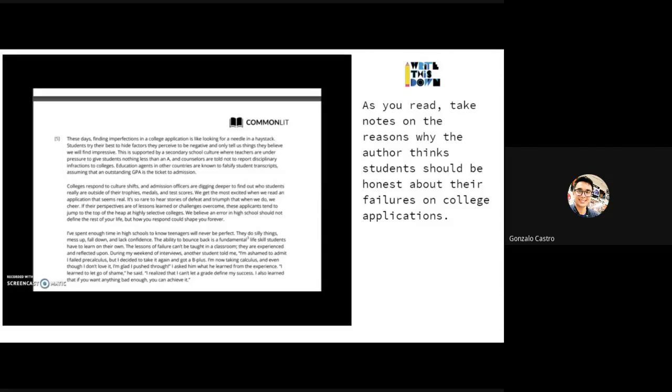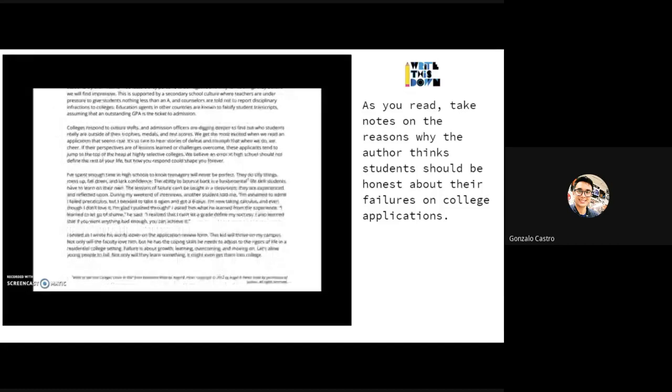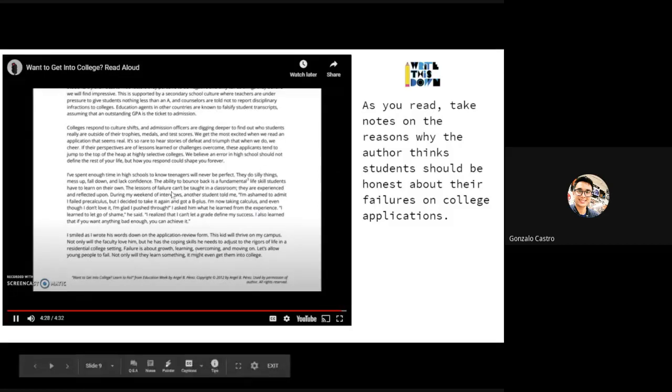I smiled as I wrote his words down on the application review form. This kid will thrive on my campus. Not only will the faculty love him, but he has the coping skills he needs to adjust to the rigors of life in a residential college setting. Failure is about growth, learning, overcoming, and moving on. Let's allow young people to fail. Not only will they learn something, it might even get them into college.